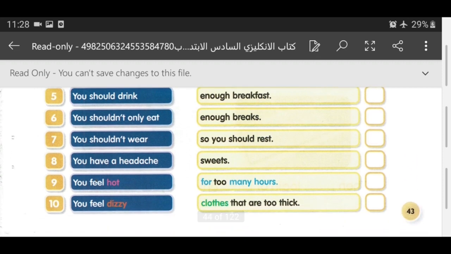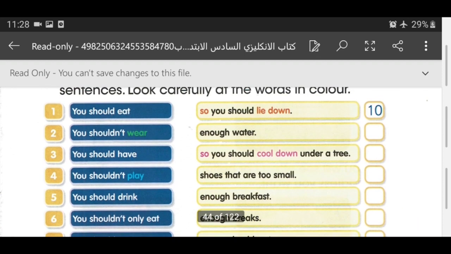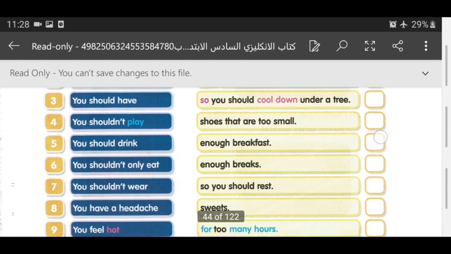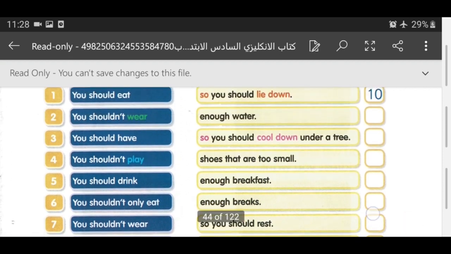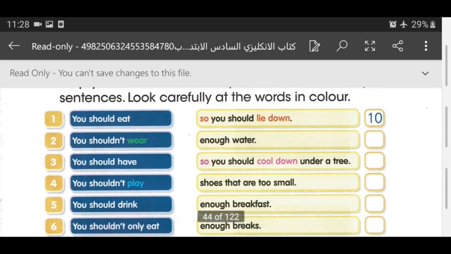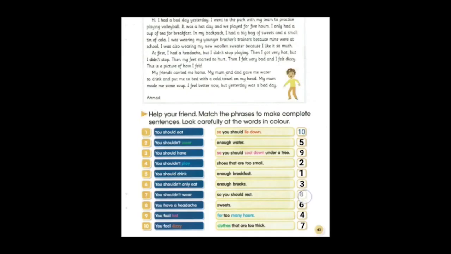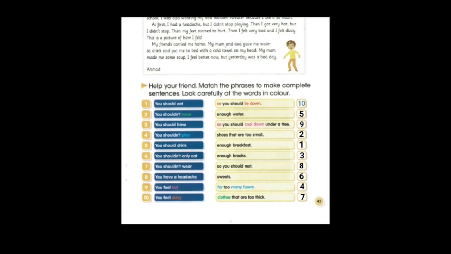You feel hot, so you should cool down under a tree. You feel dizzy, so you should lie down. Here are the answers.